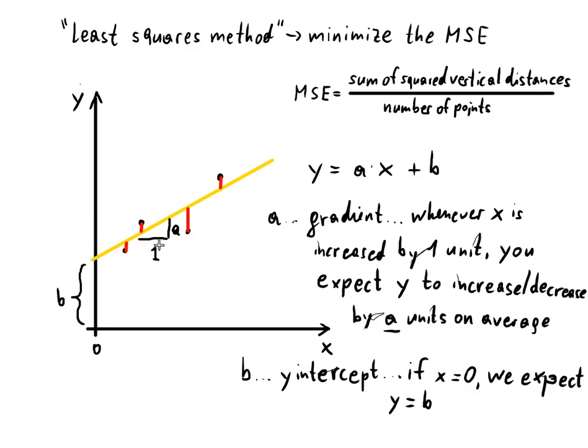So if your data is only between 100 and 110 on the x-axis, then you will not be able to interpret the y-intercept, because the y-intercept talks about when x equals 0. So the y-intercept can only be interpreted if x is 0 is a possible value for x, a value which is within the range of possible x values.